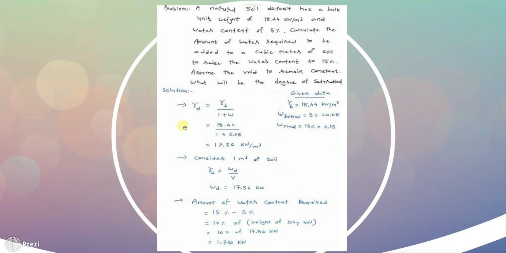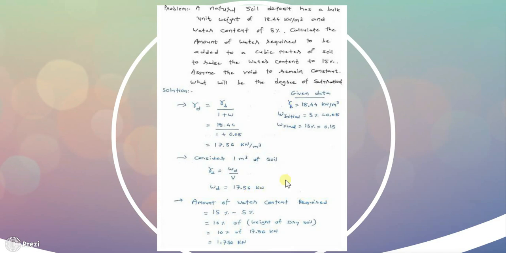So first thing we will do is find dry unit weight from the formula gamma D is equal to gamma B upon 1 plus water content. Here we have water content as well as gamma B, so I can find gamma D as 17.56 kilonewton per meter cube. If I consider 1 meter cube of soil, the weight of dry soil there will be 17.56 kilonewton. So I'll find W D, dry weight, as 17.56 kilonewton.